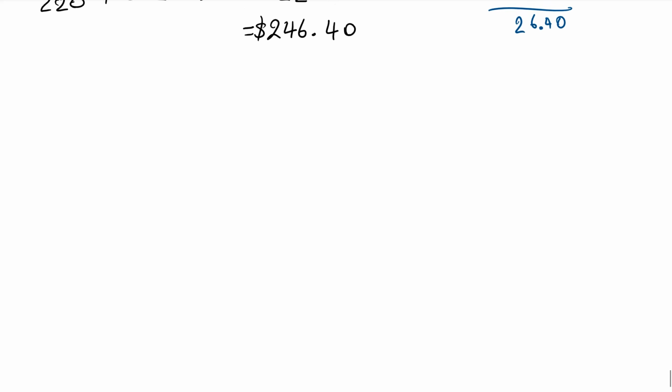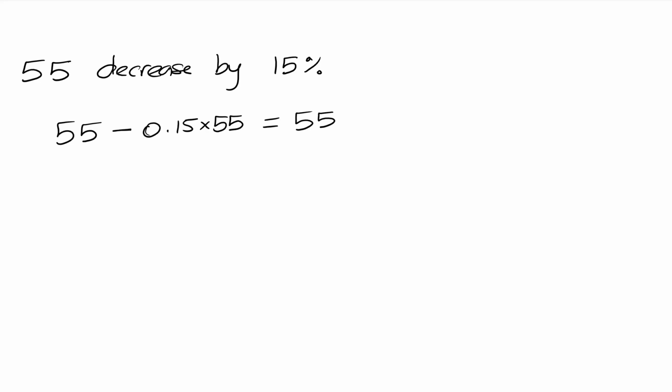So let's just say I had 55 and I want to decrease this by 15%. All right, so we'll write it down. We've got 55, and because we're decreasing, we're going to subtract 15% of 55. So we can write that out: 55 minus, and I need to do a bit of working on the side here. So we've got 55 times 0.15.